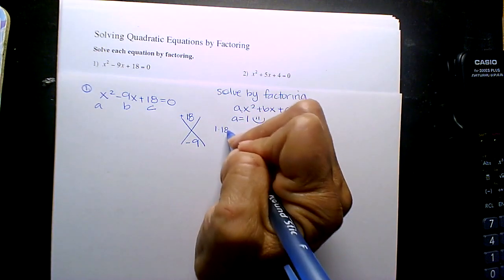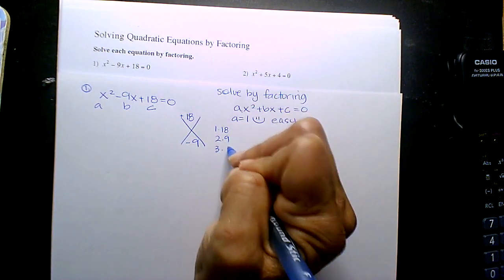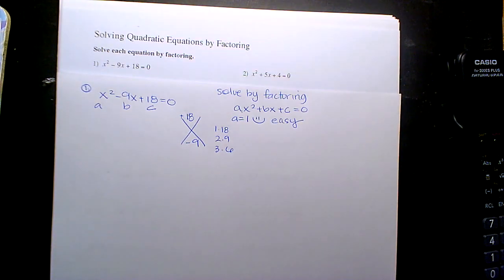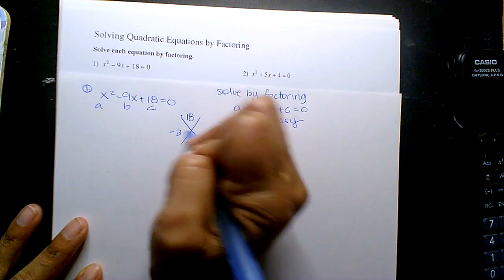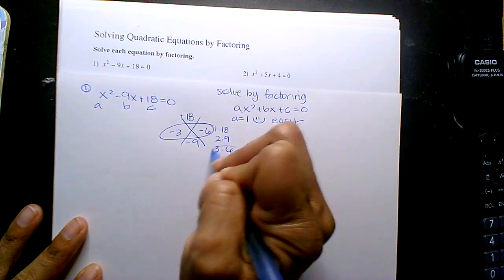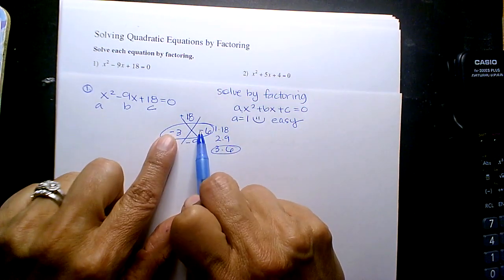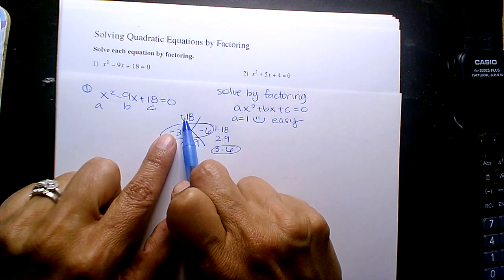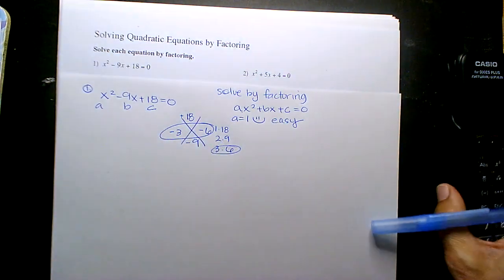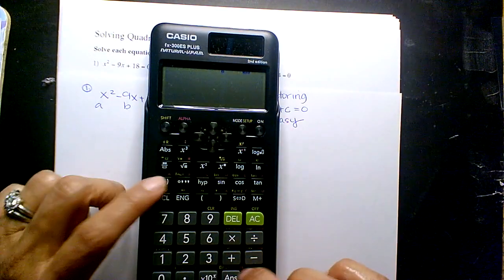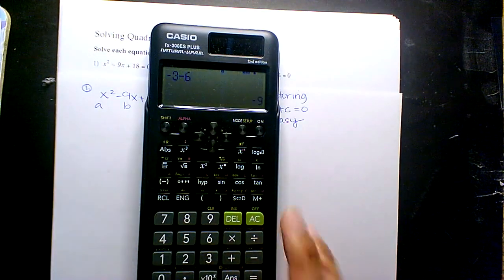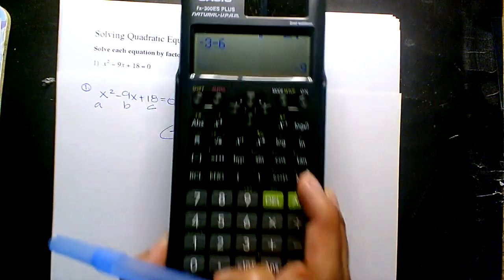What are all the ways of getting 18? 1 and 18, 2 and 9, 3 and 6. Which is my pair that satisfies 18, but when added gives me negative 9? 3 and 6. Right, so negative 3, negative 6. This is the winner. A negative times a negative gives me a positive product, but a negative and a negative summed together gives me a negative 9, right?